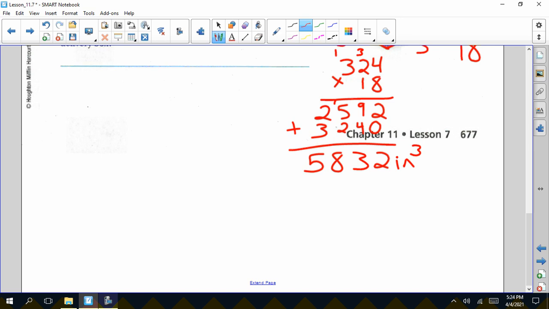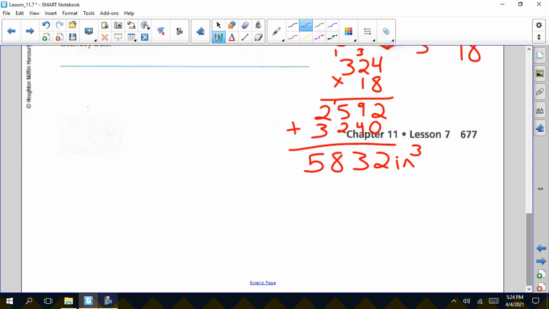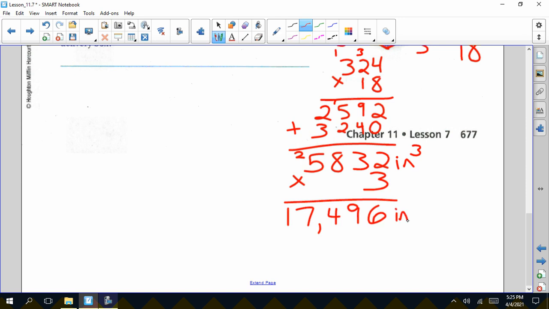Now we have to go back here and it says the large box is 3 times that. So we need to multiply this by 3. And when we do, we get 17,496 cubic inches.